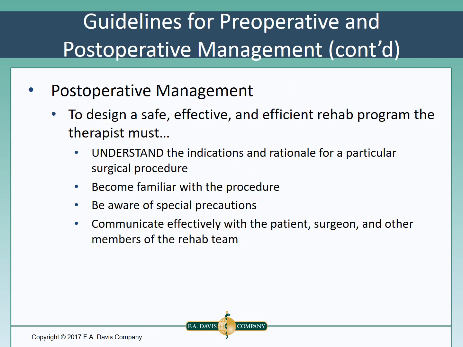Now that we're post-op, the main goal for all this is really we need to design a safe, effective, and efficient rehab program. And how we do that is, one, we need to understand what the indications and the rationale for a particular surgical procedure are. What I talked about before is, why is this patient getting this surgery? They have such degeneration of the joint, leading to hypomobility. We're trying to improve the range of motion of the knee to improve their function. So we need to get that mobility back for that patient post-operatively so that we can improve their function.